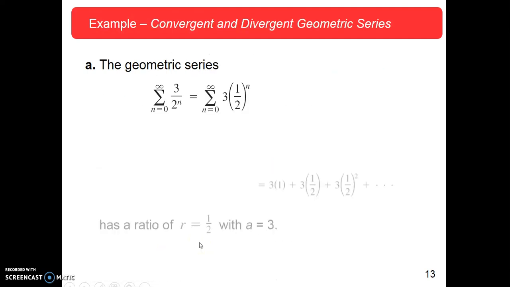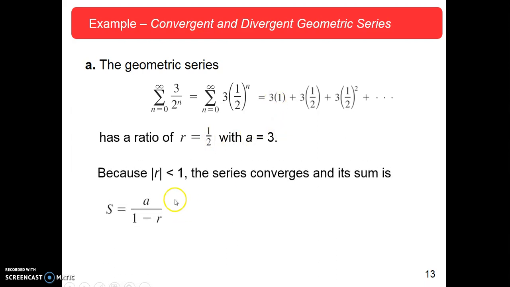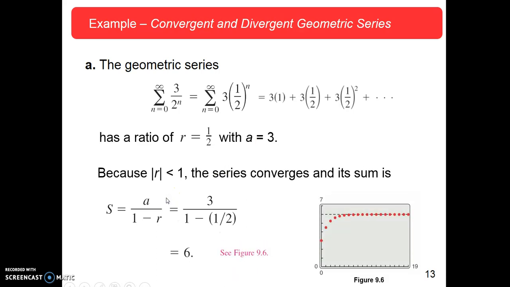So for example, here's a geometric series, right? You start with 3, then you start to multiply by powers of 1/2. So r is 1/2. The starting value a is 3, and so you can compute the sum with a over 1 minus r. And if you do that arithmetic, you get 6.